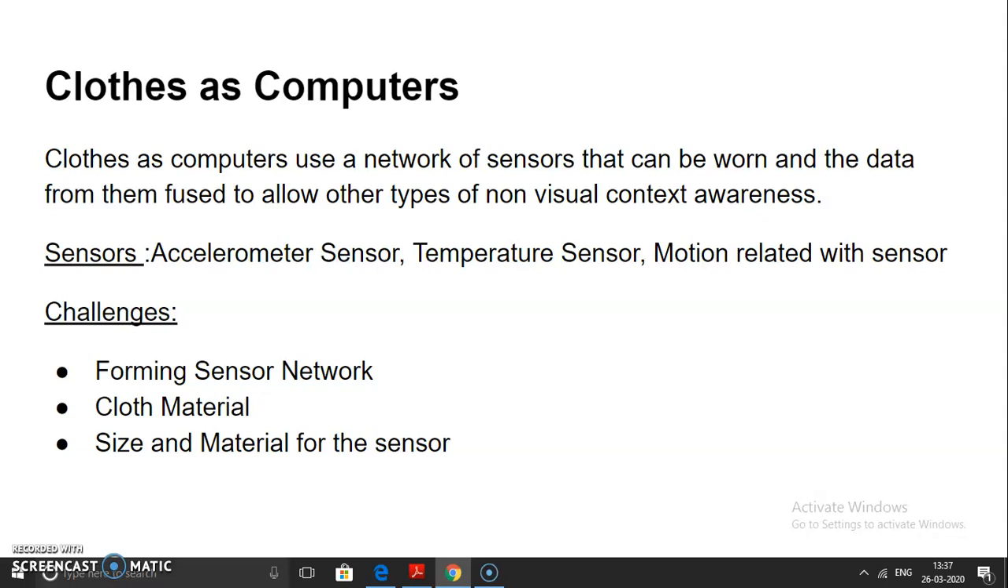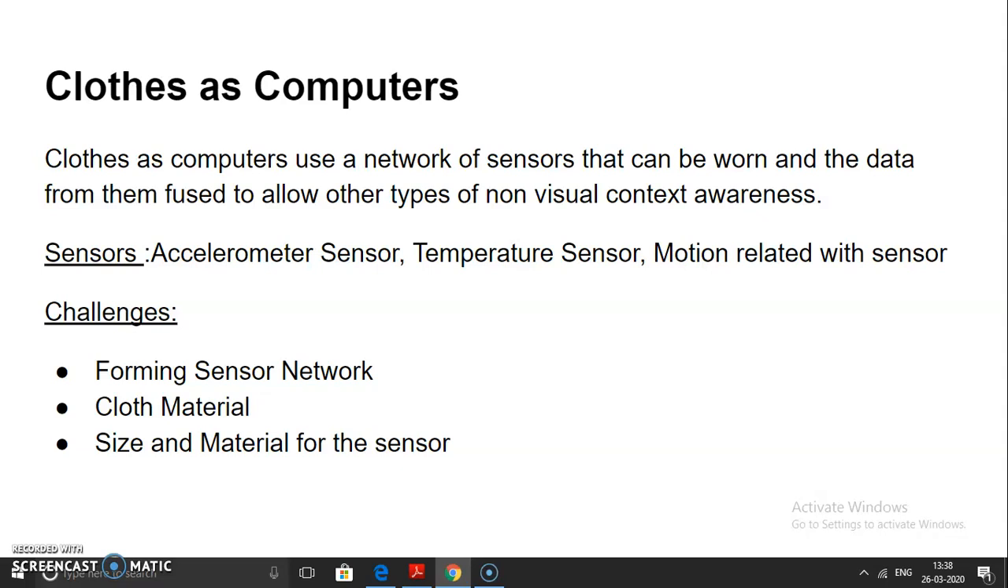In previous devices, we have used very few sensors, but in clothes as a computer, we have to create a network of many sensors. Those sensors will capture the data of the user's behavior and will send it for a particular decision. So what kind of sensors will be there? Sensors like accelerometer, temperature, and motion related sensors can be part of this environment.